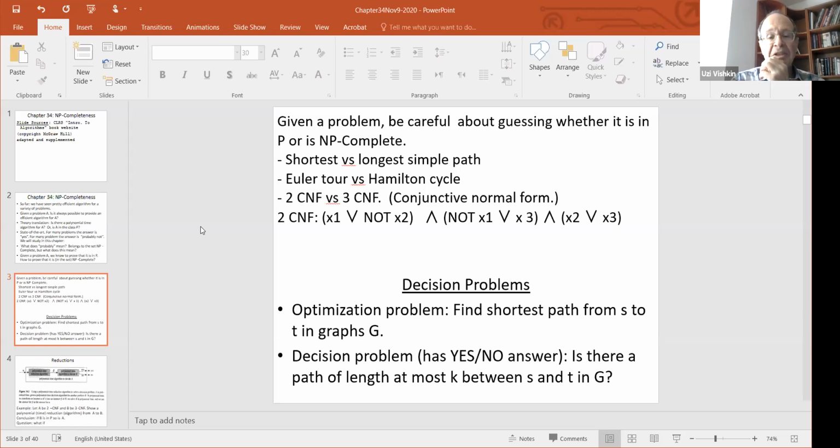So I hope that the point of this pair is clear. They sound the same. All edges exactly once, all vertices exactly once. This has an efficient algorithm, this does not. Okay, the next group of problems come from logic.